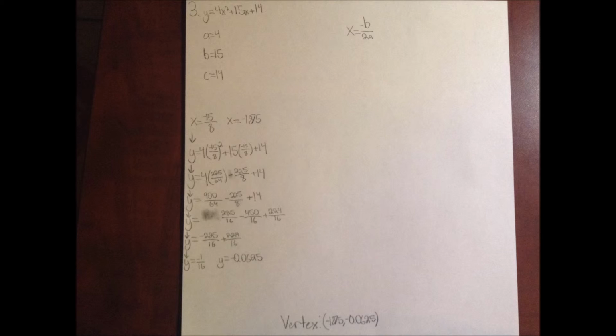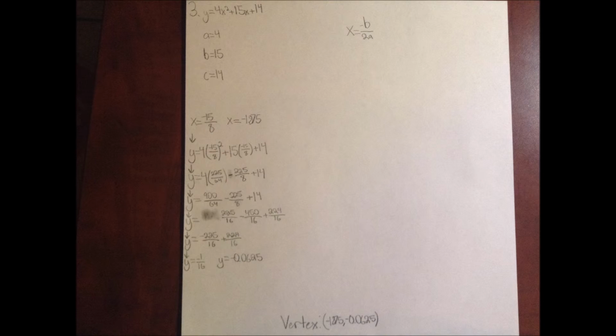because when you multiply fractions, you just either multiply it by the numerator or divide it by the denominator. In this case, I just multiplied it by the numerator, and then 14 just stays the same for now. So we have to multiply the 4 still because it's still there, which would be y equals 900 over 64, because 225 times 4 is 900, minus 225 over 8, and plus 14.